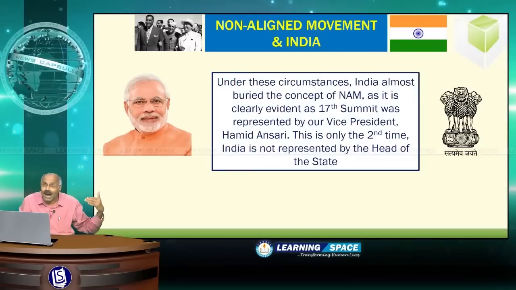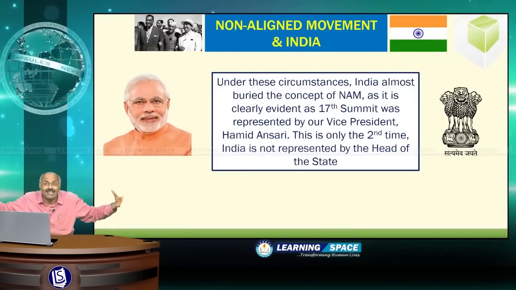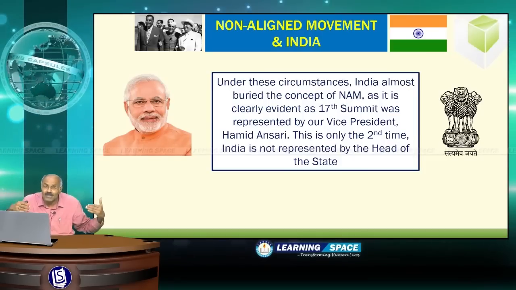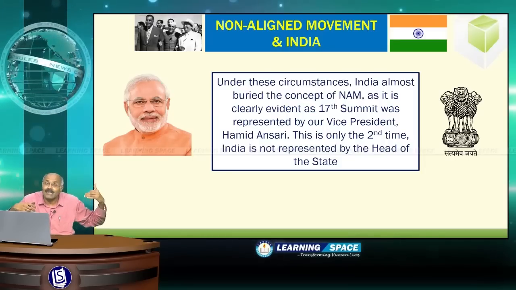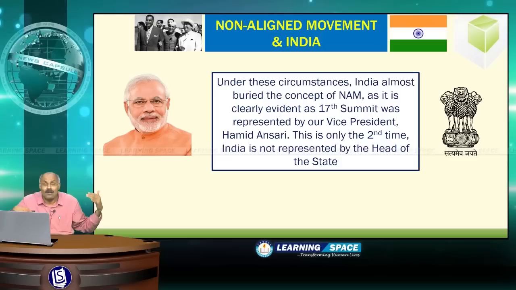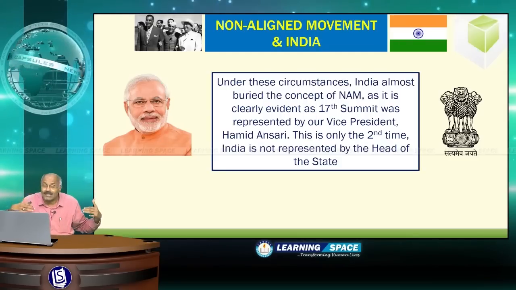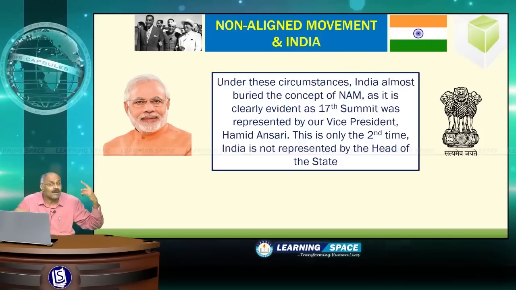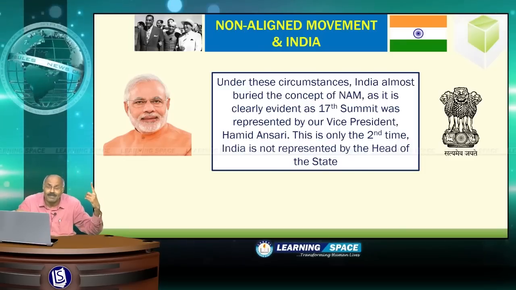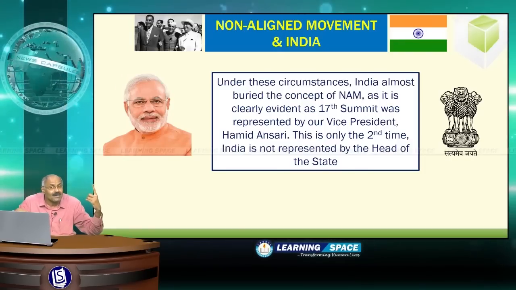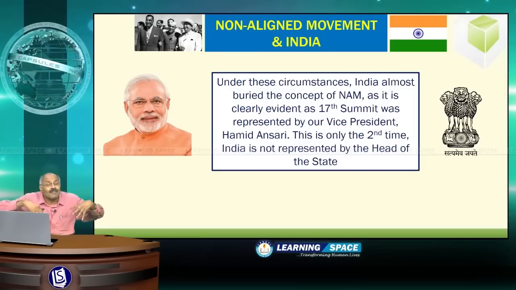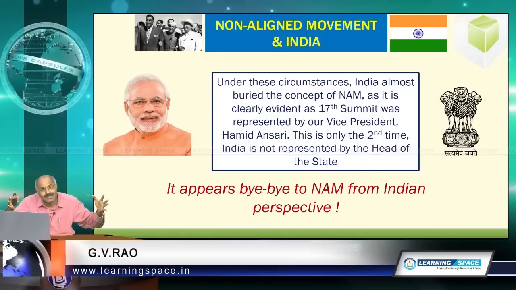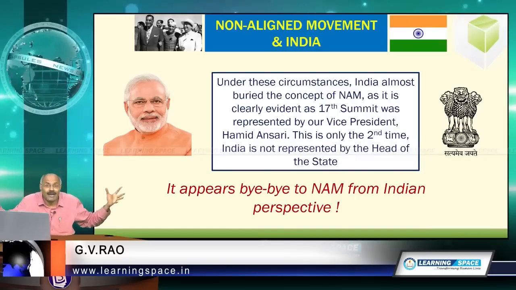So the final word is, under these circumstances, India almost buried the concept of the non-aligned movement. It is tilting towards the United States of America. And at the same time, it is clearly evident when the 17th NAM summit at Margarita Island was attended by the Vice President. This is only the second time India is not represented by the head of the state. The first time was in 1979 when the caretaker Prime Minister Charan Singh could not attend the summit. Now Narendra Modi skipped the summit. So from this, it is clearly evident that India is saying bye-bye to the non-aligned movement. So as far as India is concerned, it is a bye-bye to the non-aligned movement.